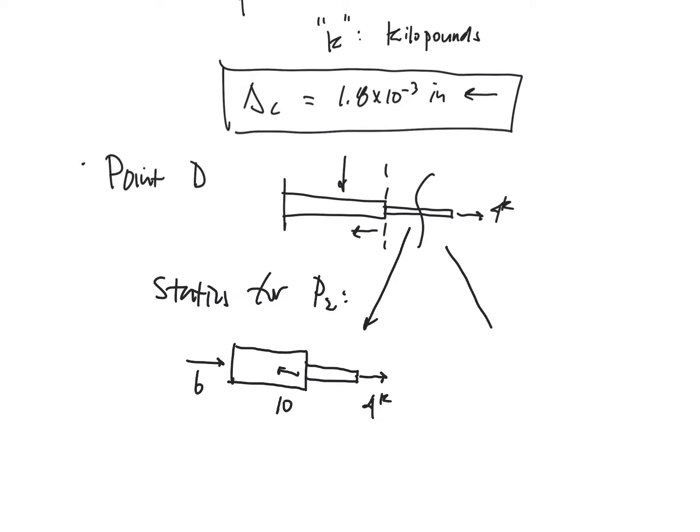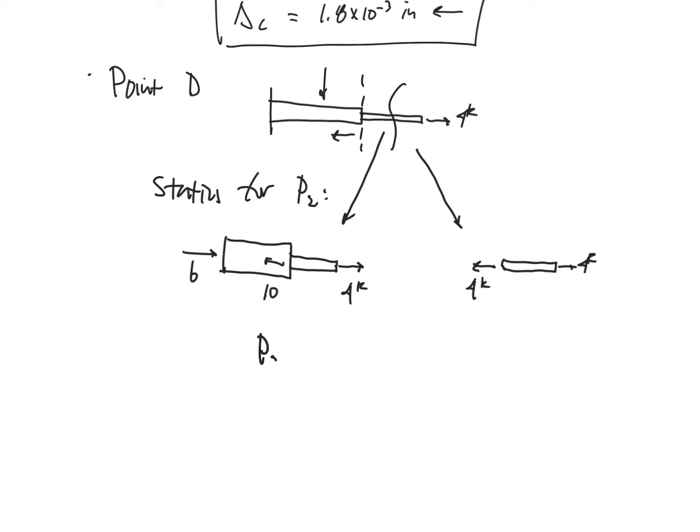I could also do the right free body diagram. There's the right side of bar 2. There's the 4 kips. And then there's our assumed bar force, P2. And we see that that's going to be 4 kips. So P2 is equal to plus 4 kips. That means it is in tension, and that means that the bar is growing longer. So again, D is moving to the right of point C.